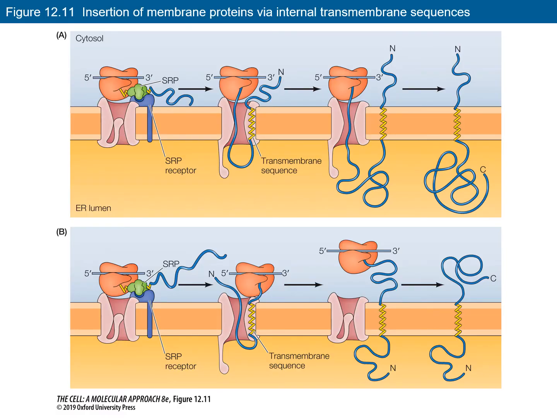For example, this one is showing the opposite orientation of two different proteins, one that has the N-terminus on the outside and the other that has the C-terminus on the outside. So the way they are grabbed and made part of the membrane is slightly different from each other.